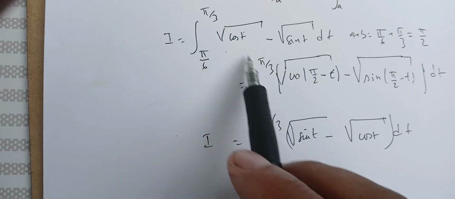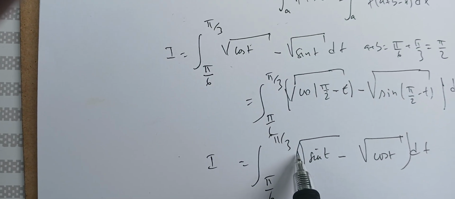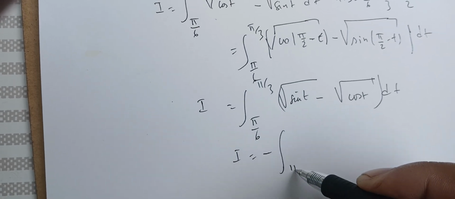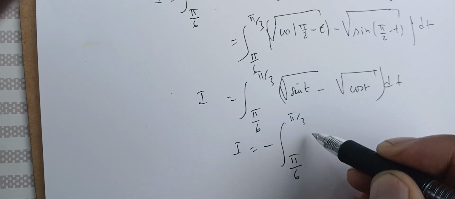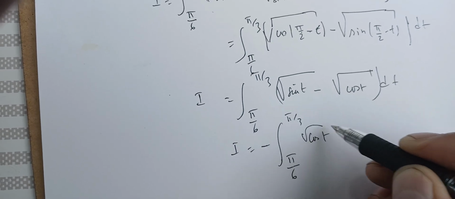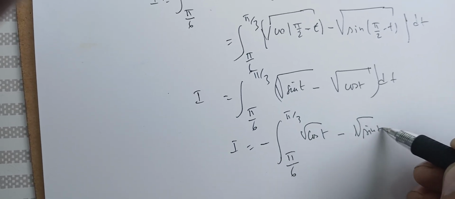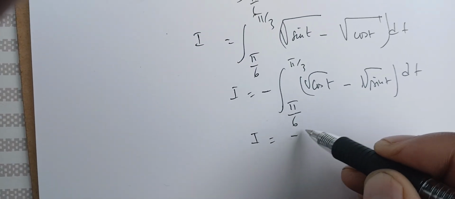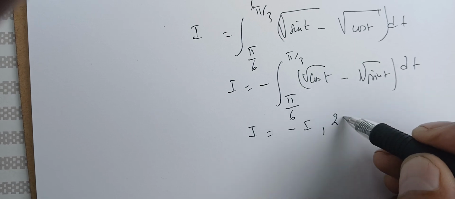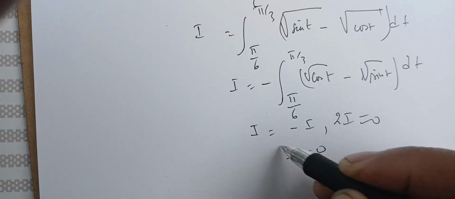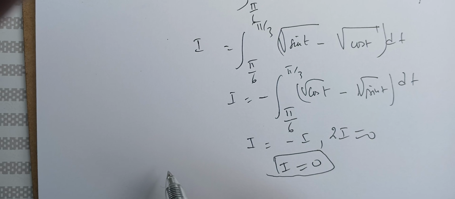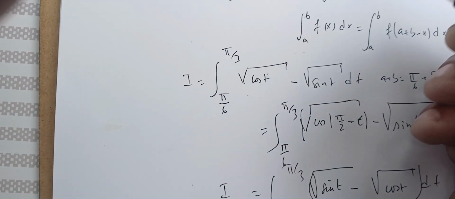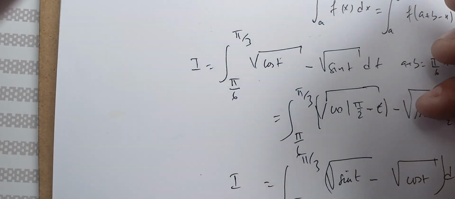Notice this I here. We can see that this one has a minus. Therefore, I is minus the integral between pi over 6 and pi over 3 of the square root of cosine t minus the square root of sine of t dt. And that means I is equal to minus I. This gives us that 2I is 0, and therefore I is 0. This proves that the value of I is 0.